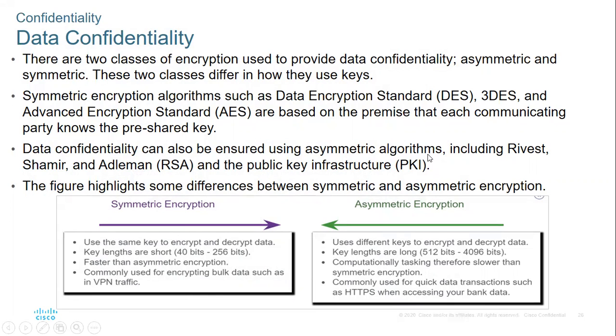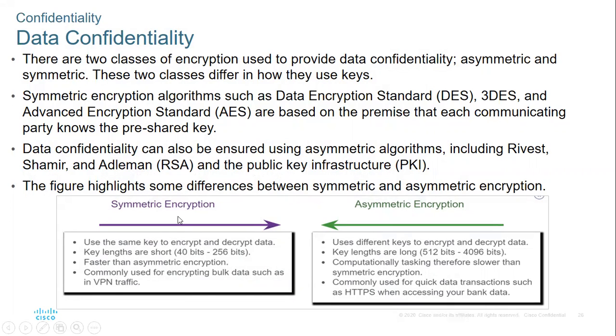Asymmetric algorithm uses 2 separate keys. It uses a public key and a private key. The public key can be given to anyone, but the private key has to be kept secret. Examples of asymmetric algorithms are RSA and DSA.